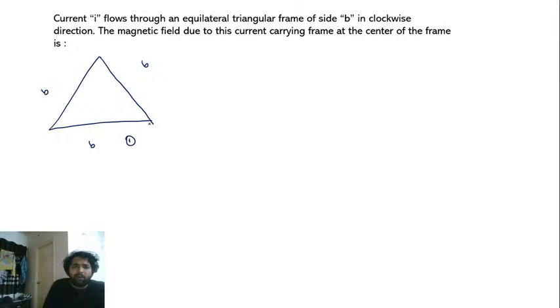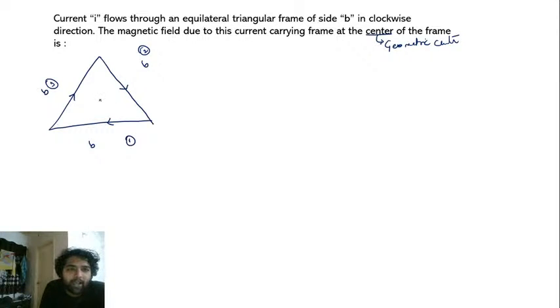I'll call this B1, I'll call this B2 wire, I'll call this B3 wire. So the three wires are like this. Current is flowing in clockwise direction. This time the current is flowing exactly clockwise. Find the magnitude of the magnetic field at the center of the frame. Center of the frame means the geometric center, though it will be the same in all cases because it's an equilateral triangle.